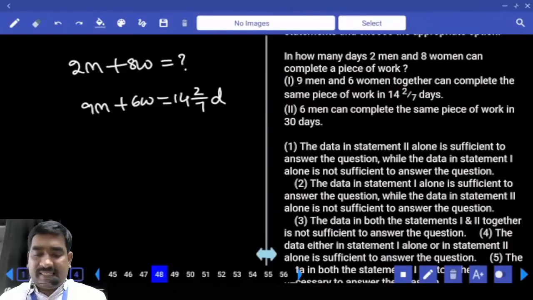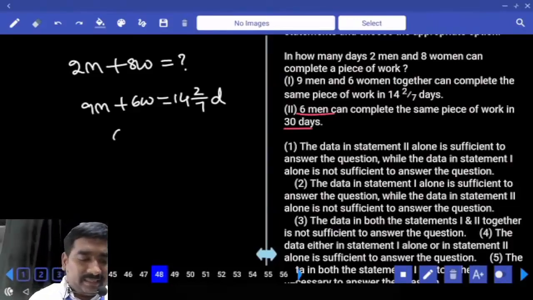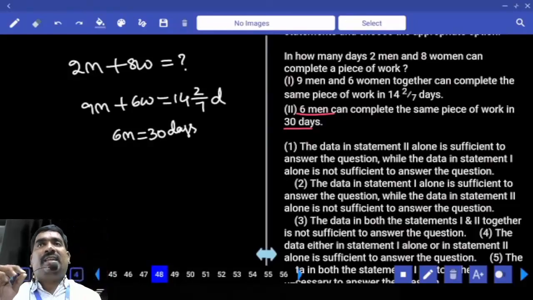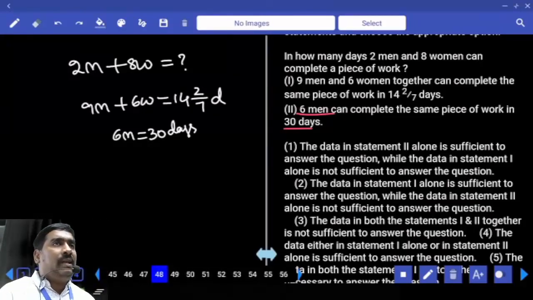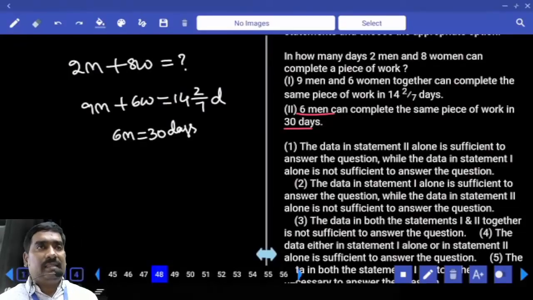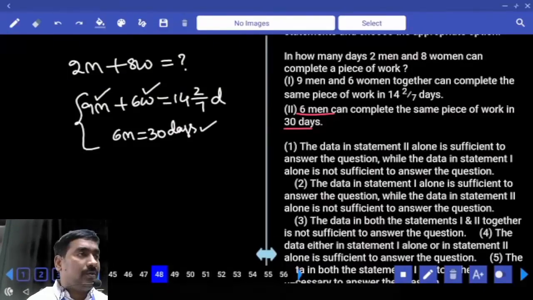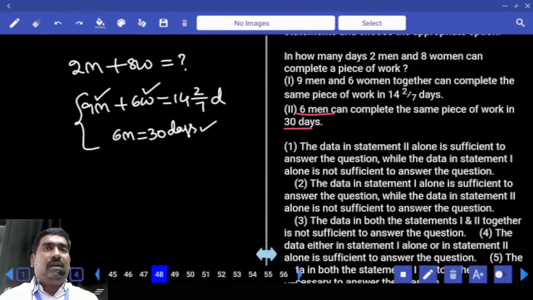Second statement: 6 men can do the work in 30 days. In the second statement alone, I don't know in how many days women can do the work, so we can't say the answer. But by combining 1 and 2, yes or no? I know men data here. If we substitute the men data, we get the women data too. We know men data and women data, so definitely we'll get the answer. By combining 1 and 2 together only, we can say the answer.